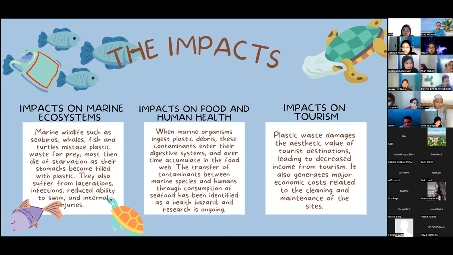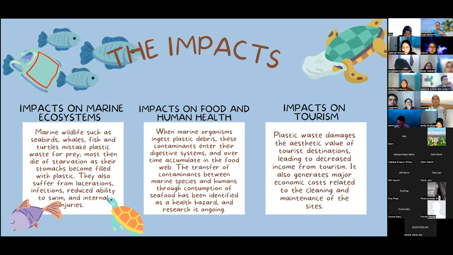Toxic contaminants also accumulate on the surface of plastic as a result of prolonged exposure to seawater. When marine organisms ingest plastic debris, this contaminant will enter the digestive system. Then over time it will accumulate in the food web. Maybe you guys ask how plastic can enter our body. So it enters the fish's body system first, and then we eat the fish, then we get the microplastic. The transfer of contaminants between marine species and humans through consumption of seafood has been identified as a health hazard, and research is ongoing.